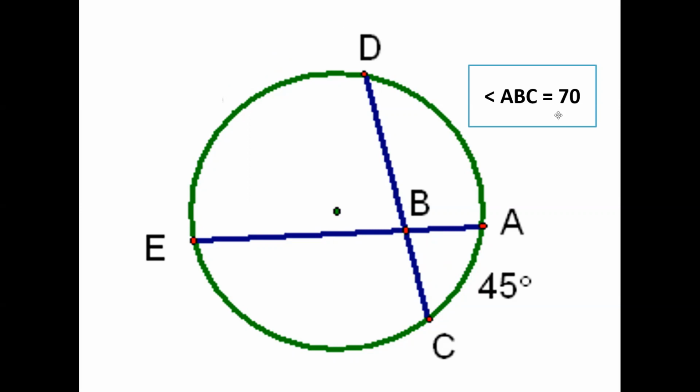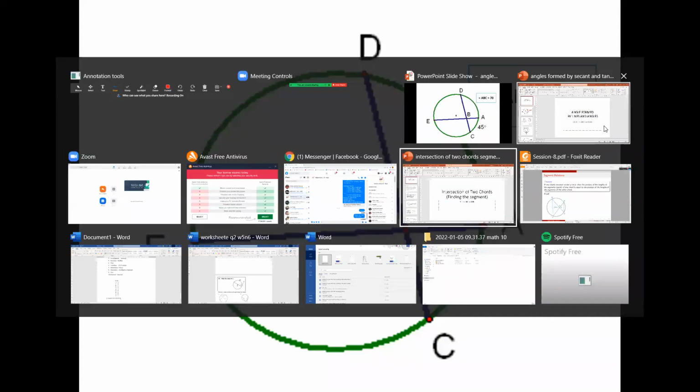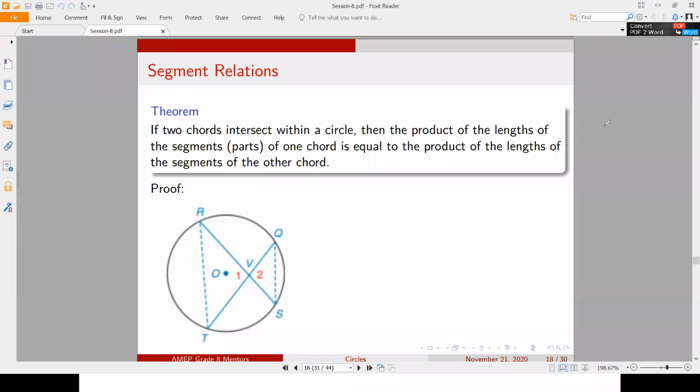Segment relation naman tayo. Kapag mismong segment na ang hinahanap natin, hindi na yung angle, paano natin makukuha yung measurement? Theorem: if 2 chords intersect in a circle, then the product of the lengths of the segments of one chord is equal to the product of the lengths of the segments of the other chord.